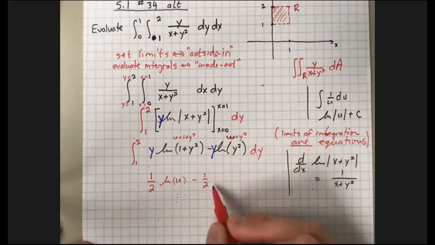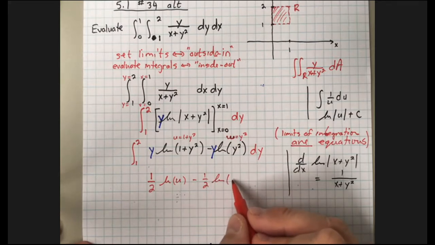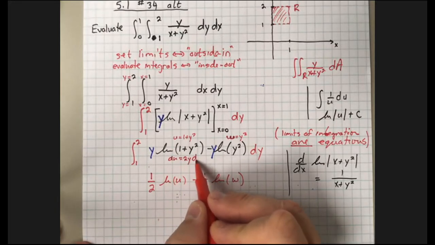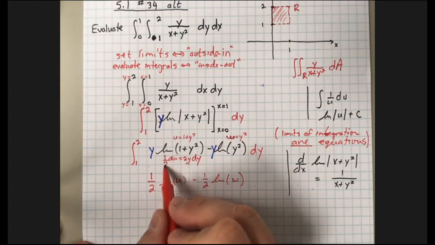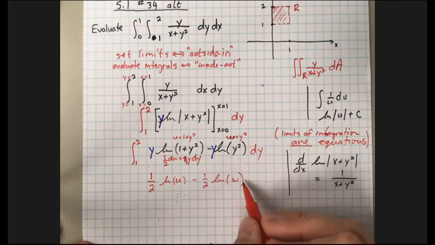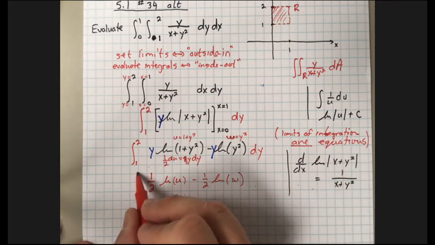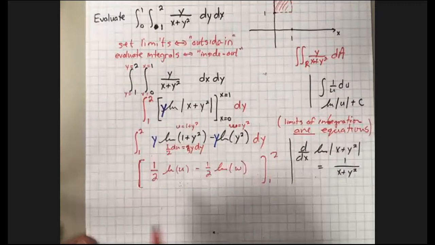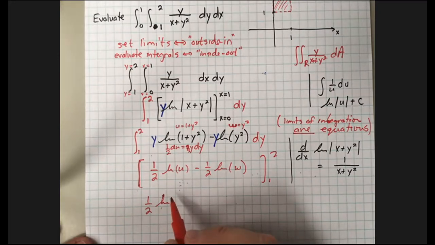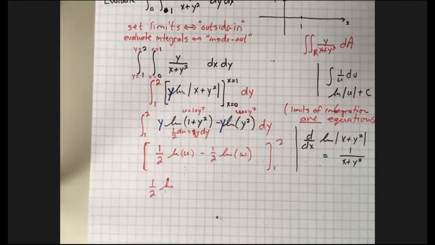Well, I got to use a separate term right there, 1 half the natural log of w. And this du is 2y dy. That's why I said 1 half du is y dy. So there's 1 half du and there's 1 half dw. I'm going to still evaluate this from 1 to 2. And I'm evaluating 1 half the natural log. Okay, let's be careful. I'm evaluating this because it's getting into a nasty log integral right here. I should be careful to try these things out before I execute them.